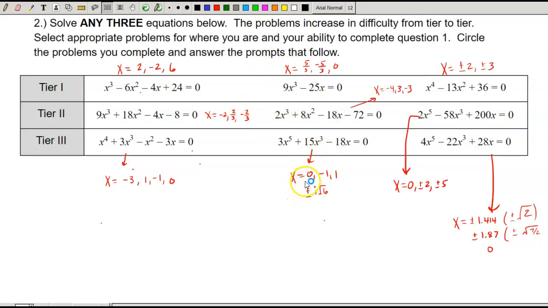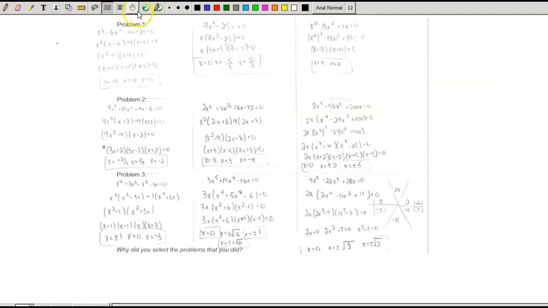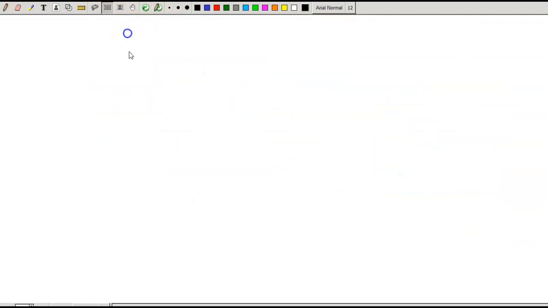So that one, the answer should have been 0 plus or minus 1 and then plus or minus i root 6. So if we were doing that question here, again, we go through this process. You don't necessarily have to graph these, but it's not a bad way to check answers. But the way that we have been solving these is to factor them.